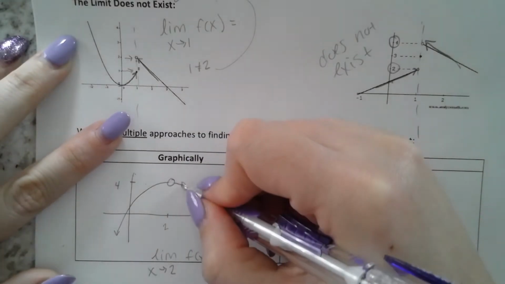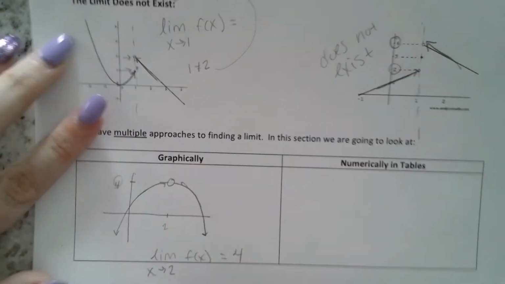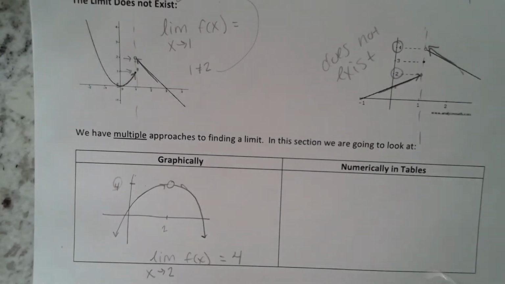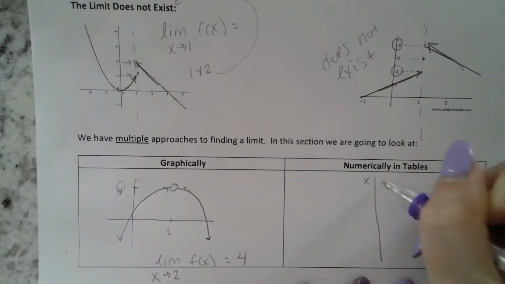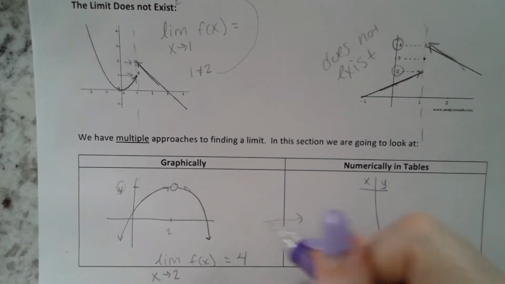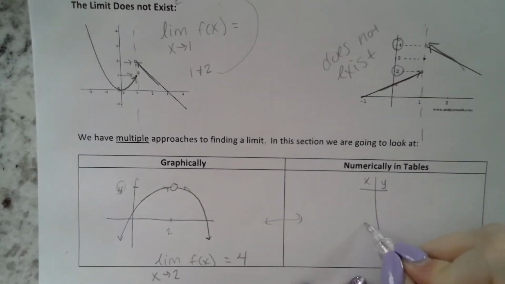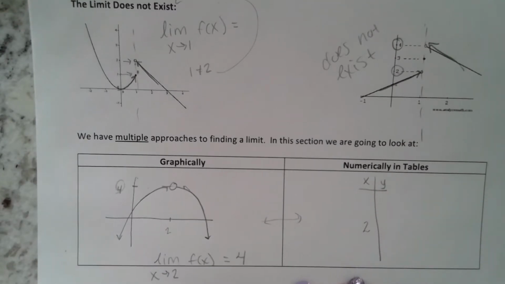As we're getting closer and closer to 2, the y value is 4. Now we could also do this in tables. So in tables, what this would look like is that, okay, we're getting closer and closer to 2, so we're going to look at numbers really, really close to 2.